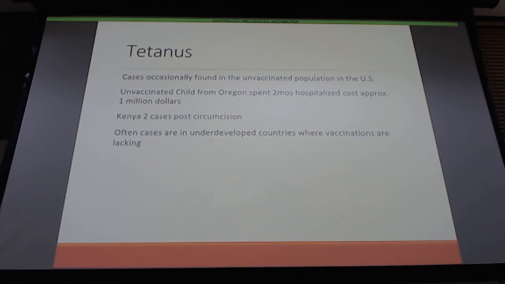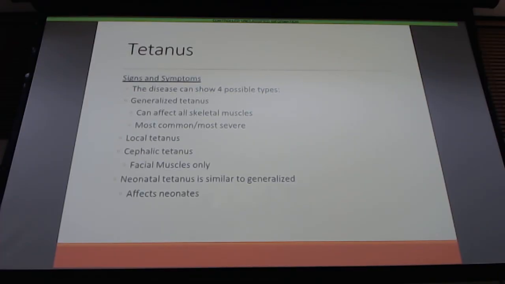But here it talks about a couple of other places where this has happened, that cost burden of $1 million for being hospitalized because of tetanus. Right? This is another aspect of medicine, is that cost burden. Okay? And usually we'll see this overseas because they don't usually have tetanus vaccines.